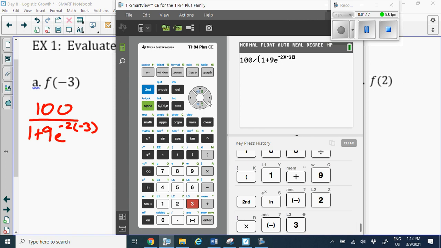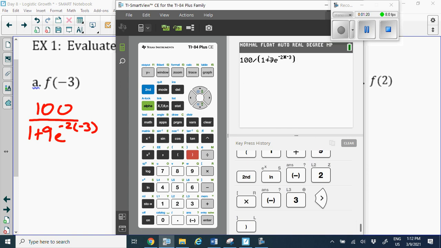So if you're using a graphing calculator, you only need 1 set. We do have to use a parentheses because we do have this 1 plus 9. And if we don't, the calculator is going to think something else of what we're trying to do. So make sure you do have parentheses for the bottom.